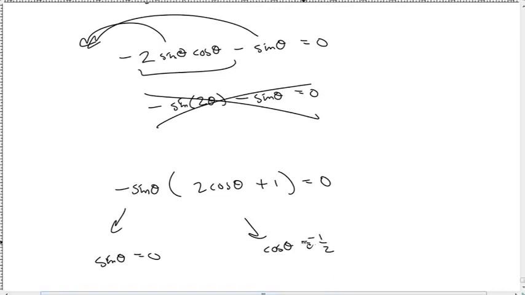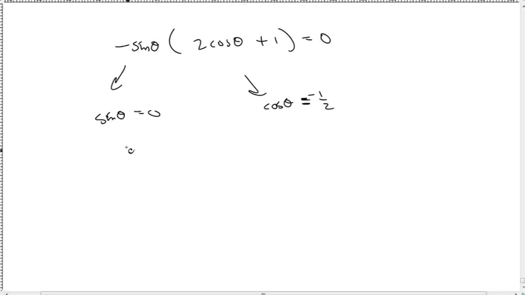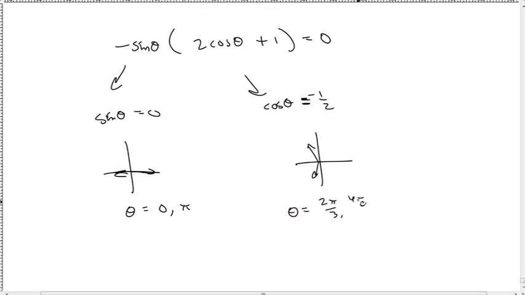Okay, whew. I looked at my notes, and I was like, wow, I messed up. So there are slightly different answers here. Sine equal to 0. My y value is equal to 0 right here and right here, so you got two answers here at 0 and pi. And on this side, I'm saying it's equal to a negative 1/2, so it's going to be here or here. Your two answers in this case are 2 pi over 3 and 4 pi over 3.